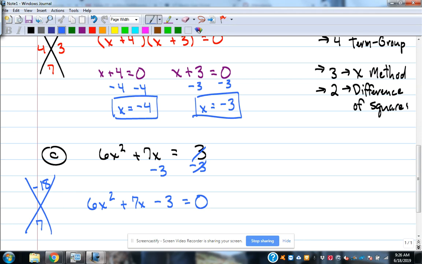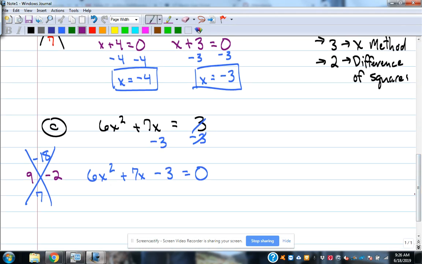So it's something that multiplies to be -18 and adds to be 7. Well, 6 and -3 is how we got there. That adds to be +3. So that can't be right. What about 9 and -2? 9 times -2 is -18. 9 plus -2, 7. So that's the right pair.